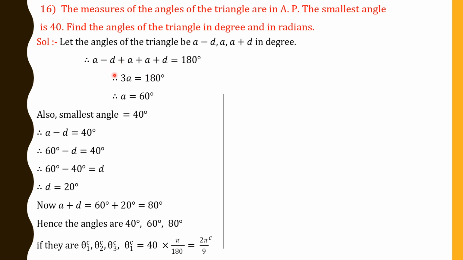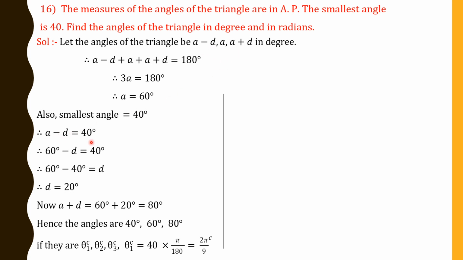We know that the sum of the angles of a triangle is 180 degrees. Therefore, A minus D plus A plus A plus D equals 180 degrees. Plus D and minus D cancel. A plus A is 2A, plus A is 3A, equal to 180 degrees. Divide by 3 on the RHS, we get A equal to 60 degrees. Also, it is given that the smallest angle is 40 degrees. The smallest angle is A minus D. The largest angle is A plus D.